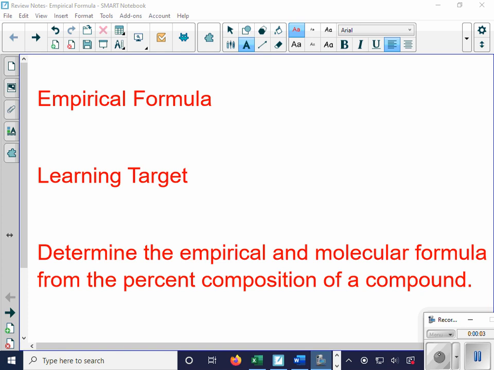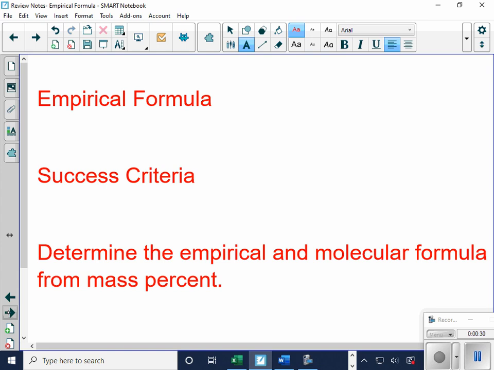As I look at my learning target here for empirical formula, it is to determine the empirical and molecular formula from the percent composition of a compound. So obviously today we are dealing with empirical formula. We will deal with molecular formula tomorrow. Okay, so that's my learning target. My success criteria is to be able to determine the empirical and molecular formula from the mass percent.